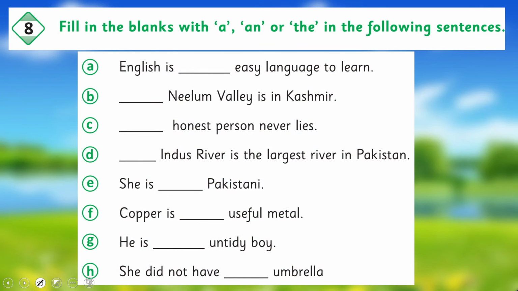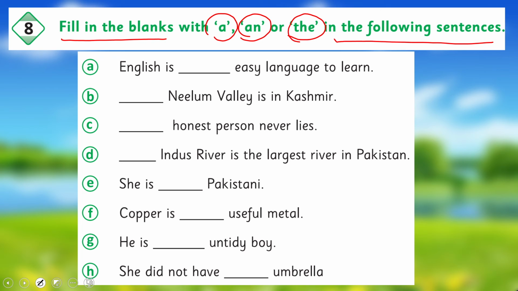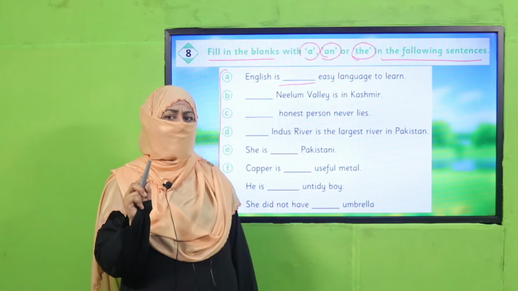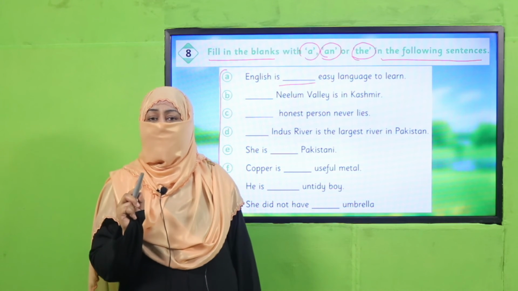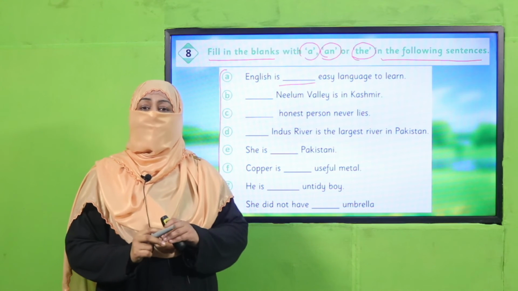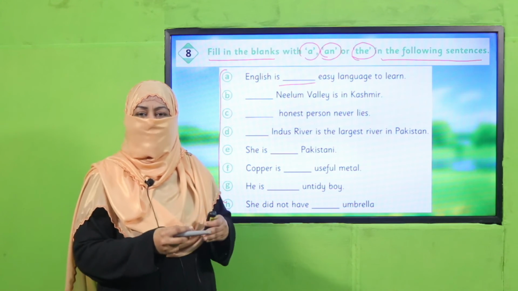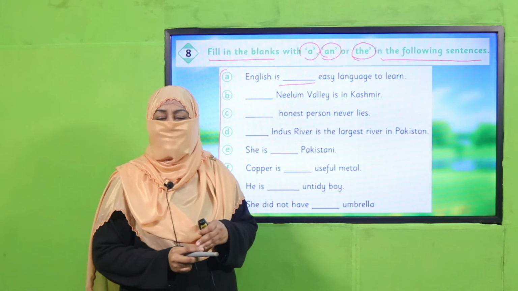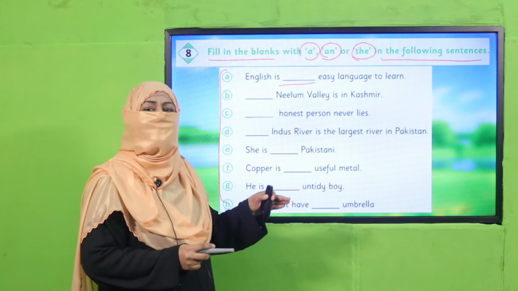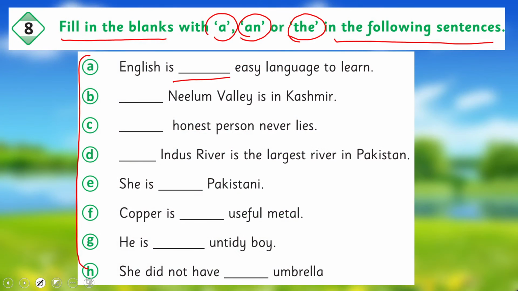You will open your book and fill in the blanks with "a", "an", or "the" in the following sentences. Here are the sentences. You have blanks in each sentence. You have to fill in the blank by using the correct article. If you are confused anywhere, you may raise your hand and talk to your teacher. And teacher, kindly, if a child is asking, facilitate the child. Don't tell the answer. Make the child try to reach the answer. So all of you pause the video and complete this exercise in your book.